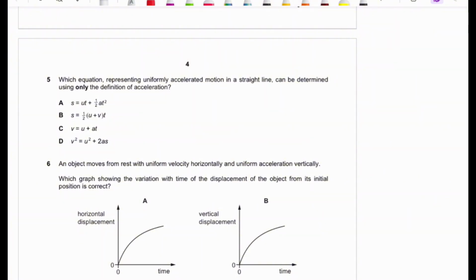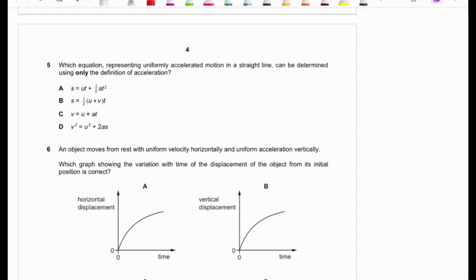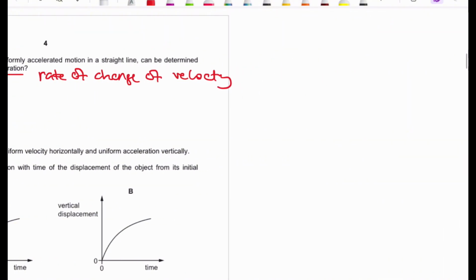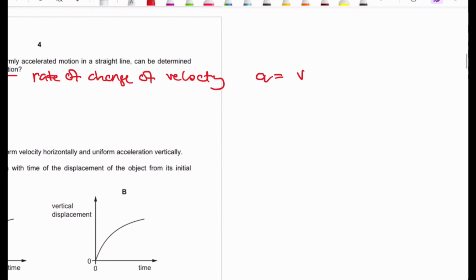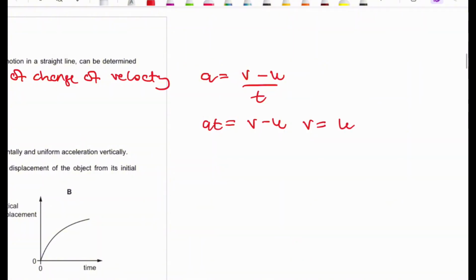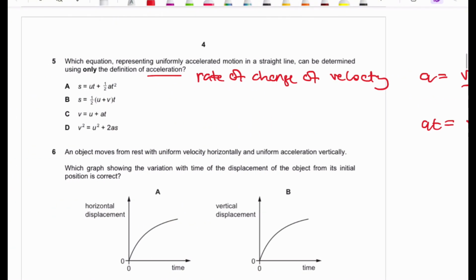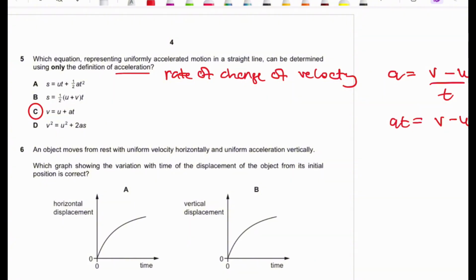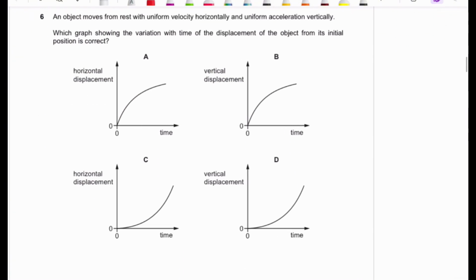Which equation representing uniformly accelerated motion in a straight line can be determined using the definition of acceleration? So what is acceleration? Acceleration is basically the rate of change of velocity. How fast is velocity changing? So acceleration is the final velocity minus the initial velocity, divided by time. But I know that at would therefore be v minus u. Therefore, v is equivalent to u plus at. So I can get this expression just by stating the definition of acceleration. I can't get A, B, or D because that is not the definition of acceleration. Very important. I'll move on to the next question.